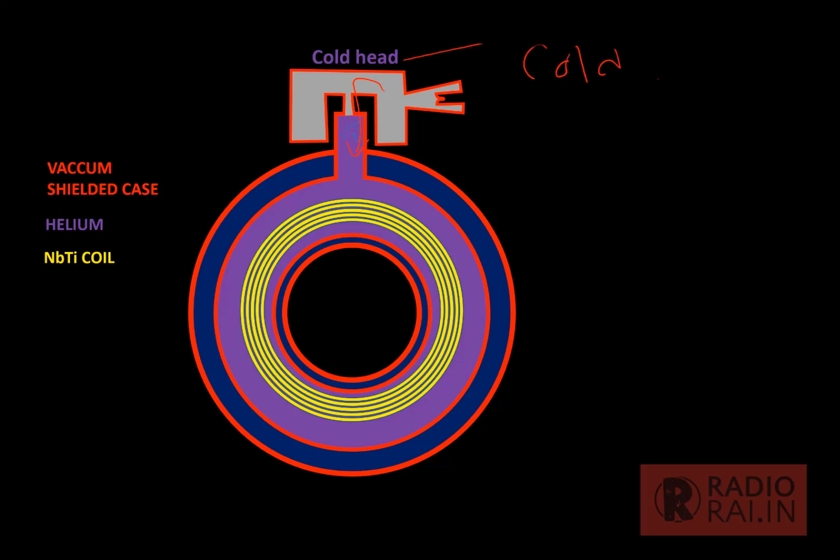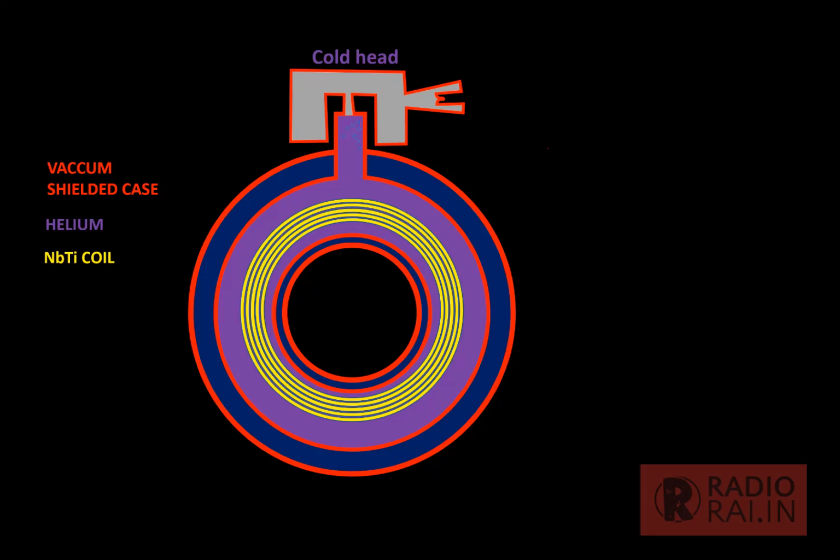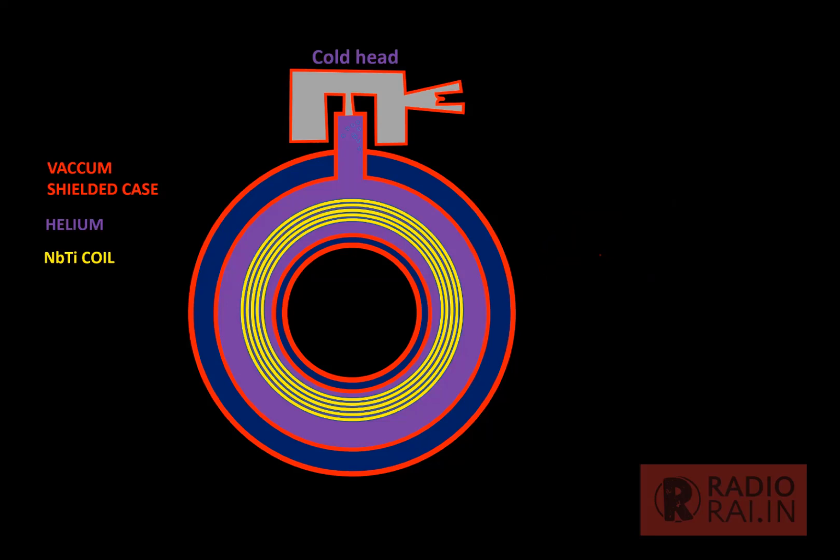So this cold head will convert the vapor helium back into liquid helium, and it will make sure that the helium is not emptied, but still some amount of helium will be lost. That should be refilled at regular intervals. When it reaches a particular level, say 90% loss of helium, then we have to refill it. This is not an exact value. There is a particular value at which we should regularly refill the helium tank. So that is the use of this cold head.